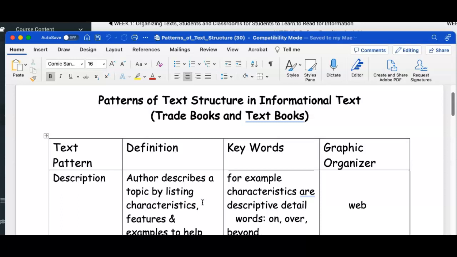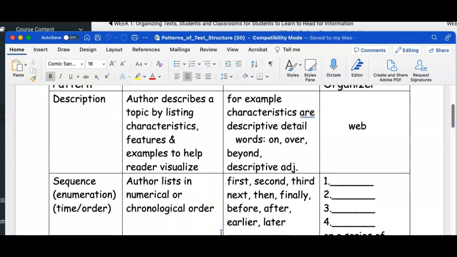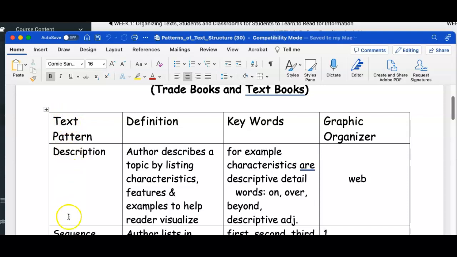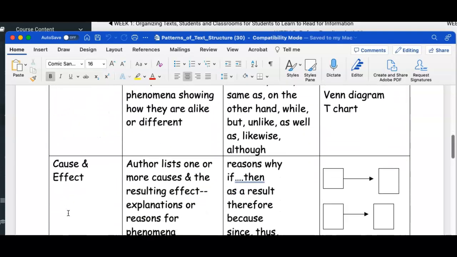Text structure is completely different than text features. Text features are headings, bold print, glossary, diagrams, maps. What I want you to know is that text structure is the way the author organizes the text, and there's different patterns that authors use.